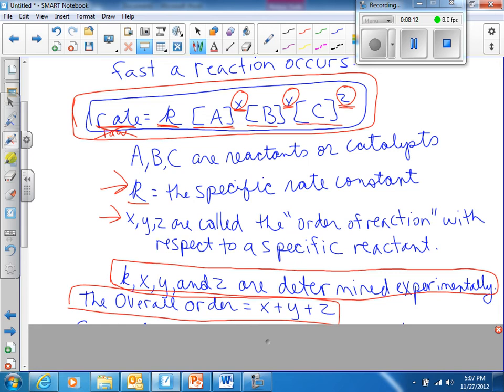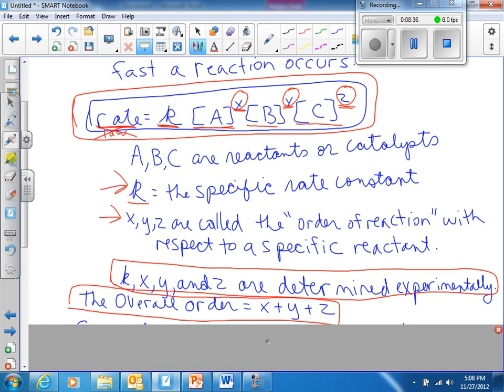Now, what does this order of reaction with respect to a reactant mean? We will learn at the end of the chapter, when we learn about mechanisms, what these orders represent. And just a real quick thing, you don't need to know this yet, but students often get frustrated because they're like, well, what is this? I want to know what it means. So just real quick, you'll learn it later.